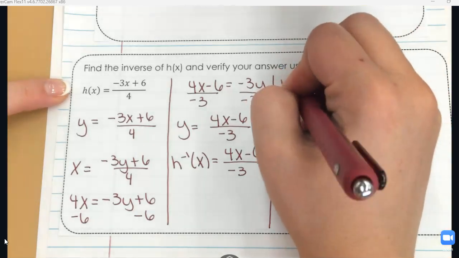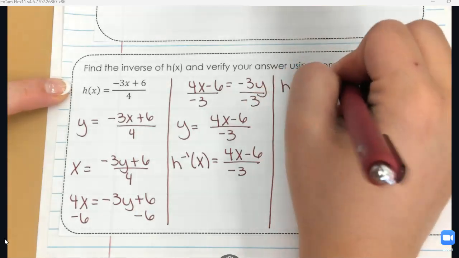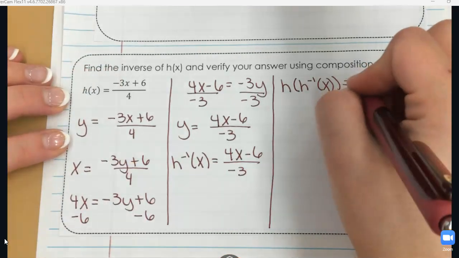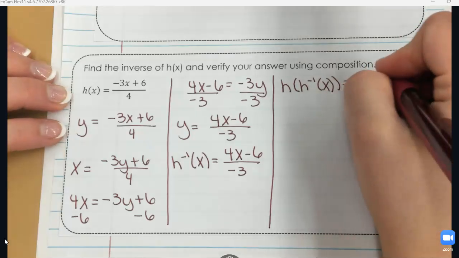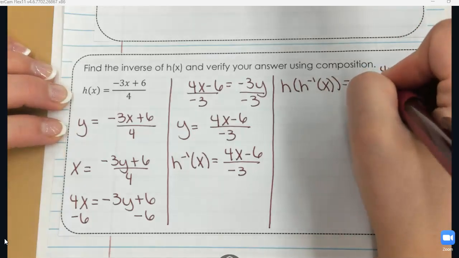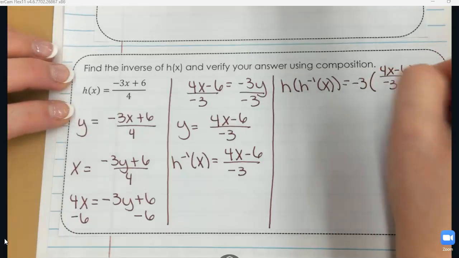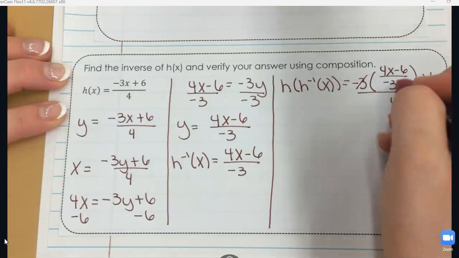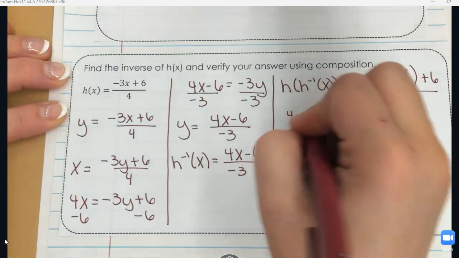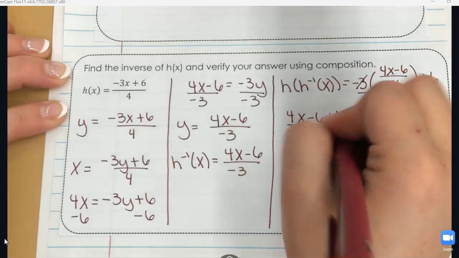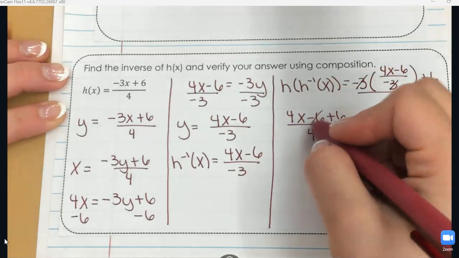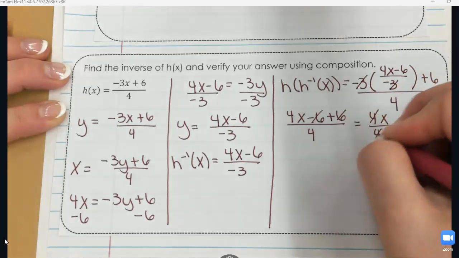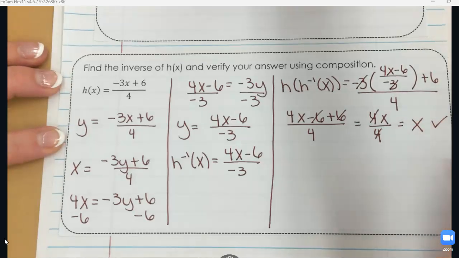Now I'm going to do composition both ways to verify that these are inverses of each other. So first I'll do h of h to the negative 1 of x, which means I'm going to plug this whole thing into our x here. So negative 3 times 4x minus 6 over negative 3 plus 6 divided by 4. Negative 3 divided by negative 3 becomes 1. So I've now got 4x minus 6 plus 6 in my numerator over 4. Negative 6 and 6 adds to 0. So I've got 4x divided by 4, which does divide down to just x. So it works the first way.